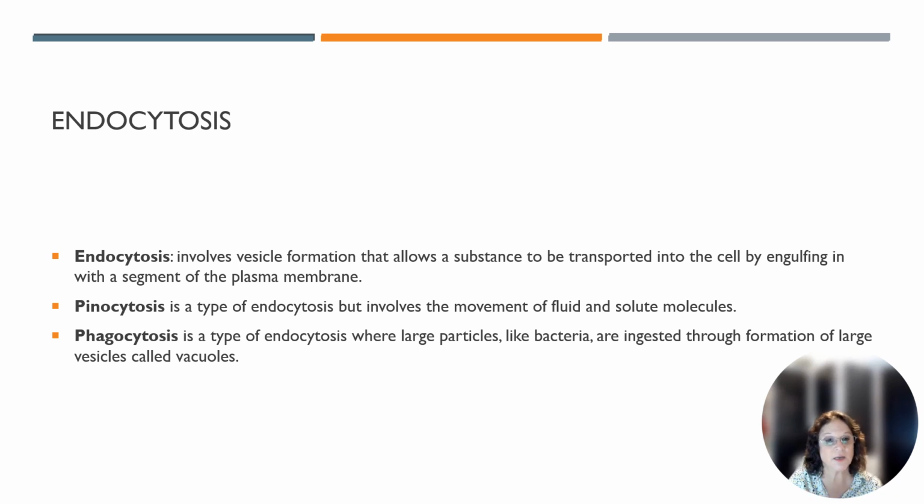And there are two different types of endocytosis. Pinocytosis is a type of endocytosis, and its job is to move fluid and different solute molecules inside of the cell. And phagocytosis will engulf large particles like bacteria, and they get pulled inside of the cell where they're ingested through these large vesicles called vacuoles. And there are actually diseases and conditions where those vacuoles fail, believe it or not.